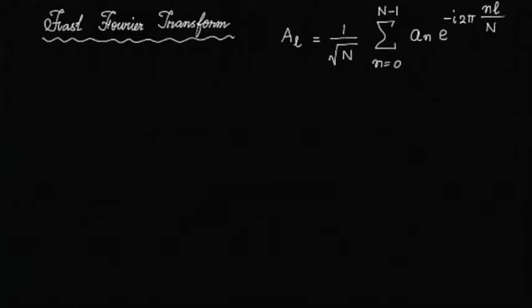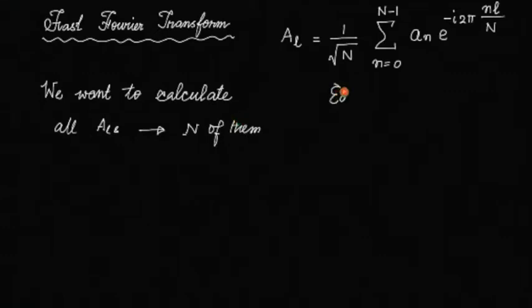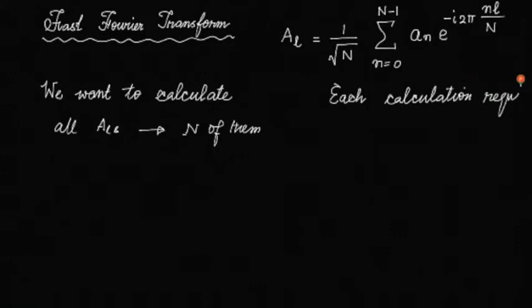Now let us count how many mathematical operations we need to do to calculate the Fourier transform. So we want to calculate all the A_l's, and there are n of them. Each calculation, as this formula suggests, requires a summation over n. So n calculations, essentially n calculations of this quantity inside the summation.